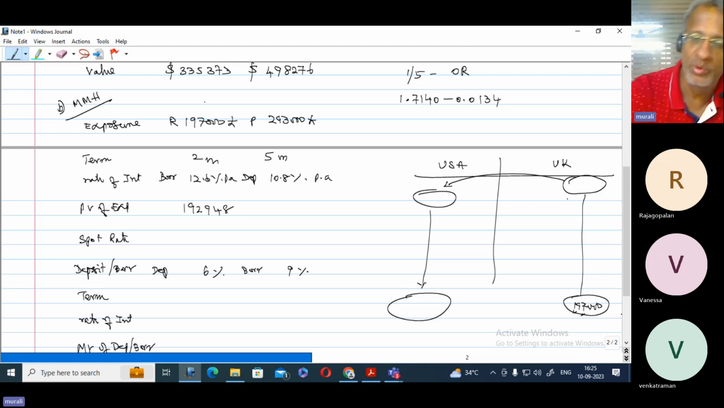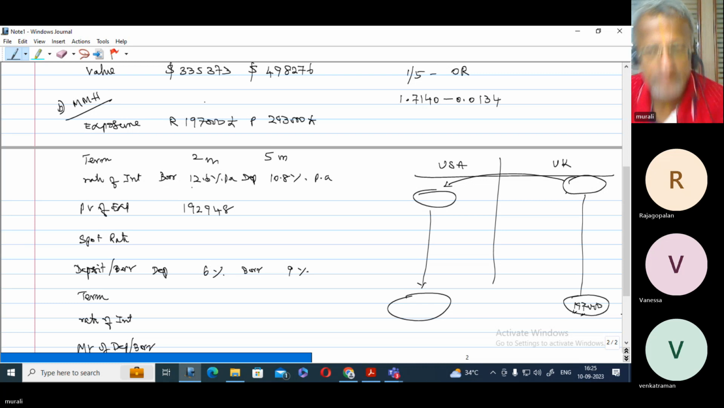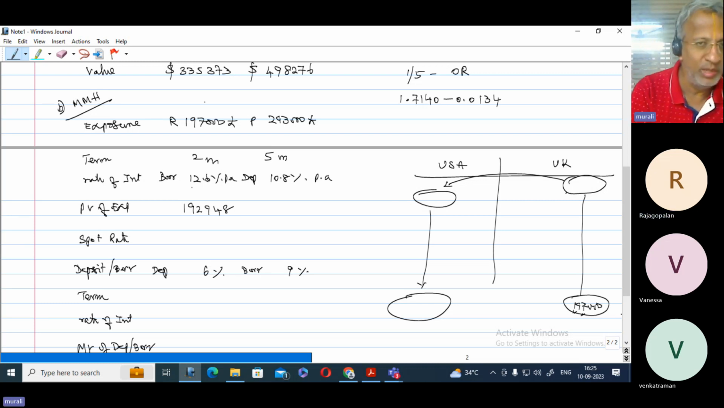Therefore, what do we do? We will leave that particular person and discount this with a banker. Therefore, it is borrowing, so the borrowing rate is a higher rate, right? Understood? Rajagopala, understood? Are you clear now? Yes. Right. So 192,948 is the present value of exposure.